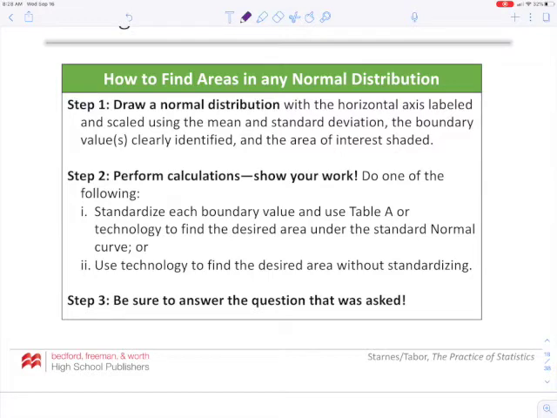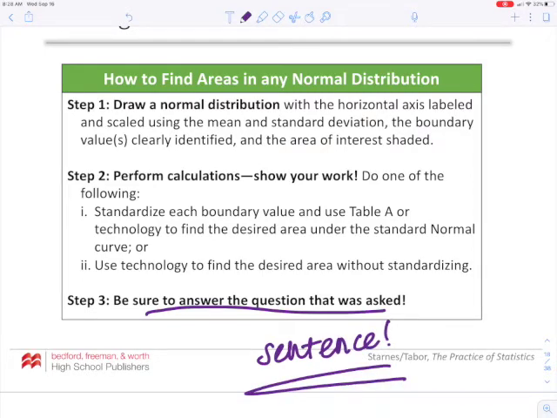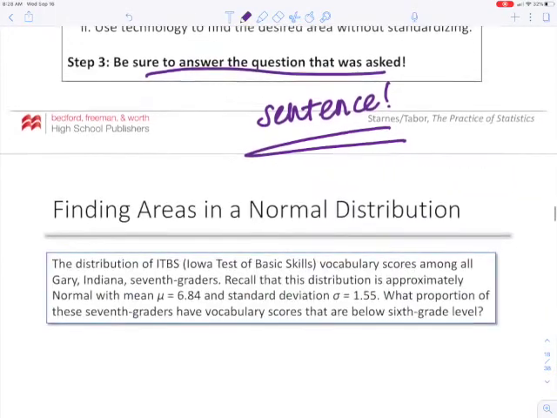Then step 3 is going to be that you answer the question. That means you have to write a sentence. Okay, just giving a value is not going to give you full credit on the exam. Like I said before, this is a little bit of English and a little bit of math all together in one class.